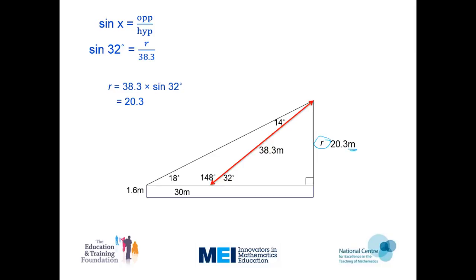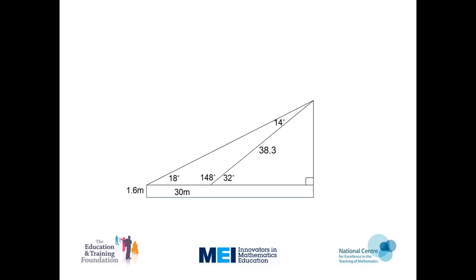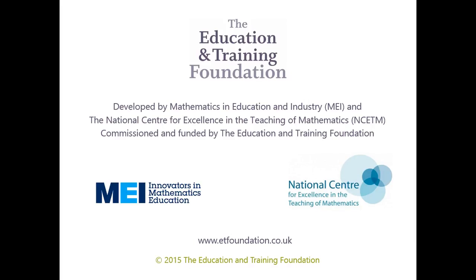Now, we haven't quite found the height of the building, don't forget. But we know that that side that we called R was 20.3. Let's add on Amy's height at 1.6. And the height of the building will be 21.9 metres. And that's how to answer a question like this on trigonometry.